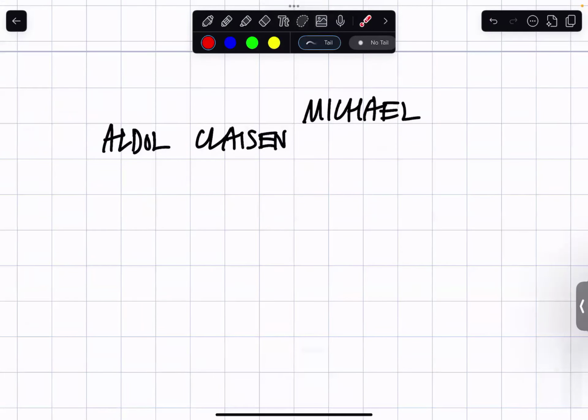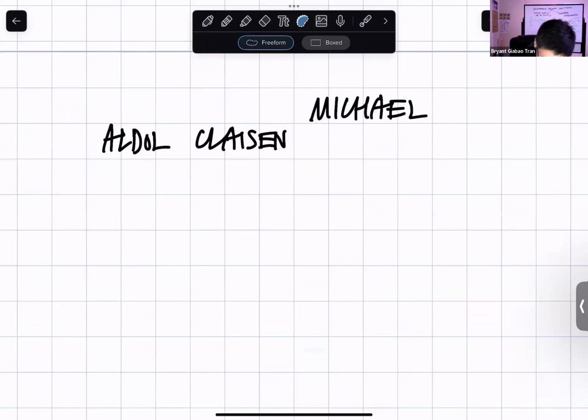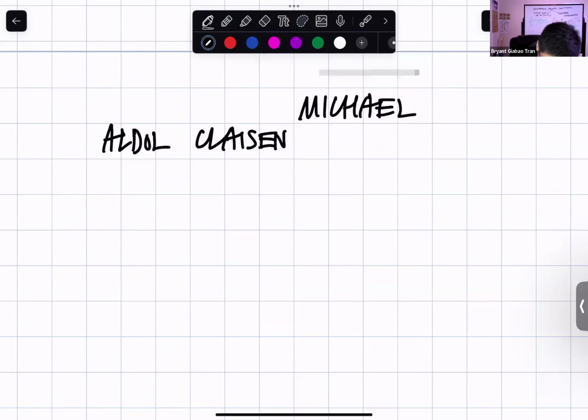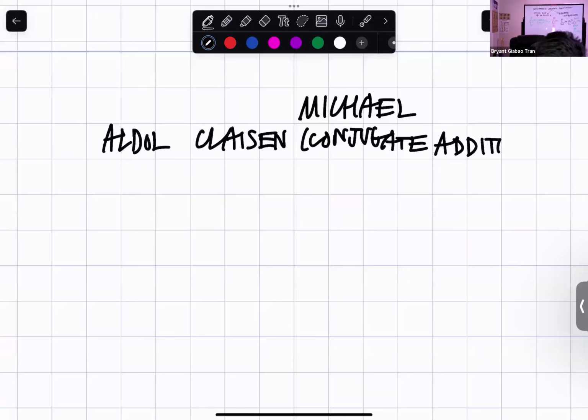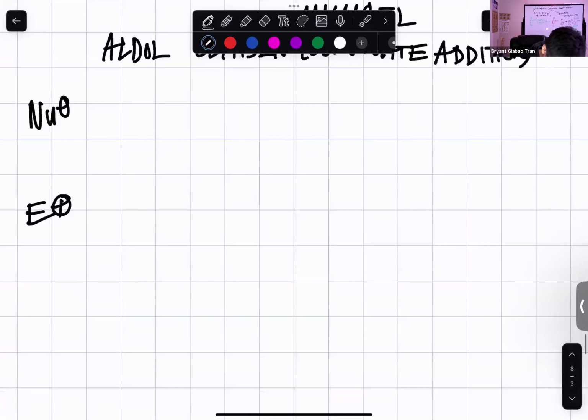So I'm just gonna do these three reactions: aldol, Claisen, and Michael, aka conjugate addition. Okay, and then I'm gonna categorize them by nucleophile, by electrophile, and by the product they form.